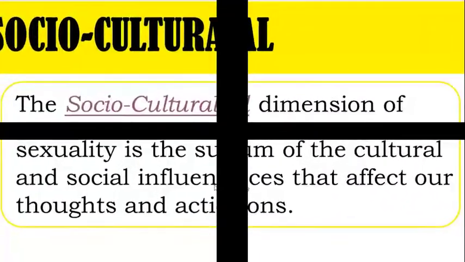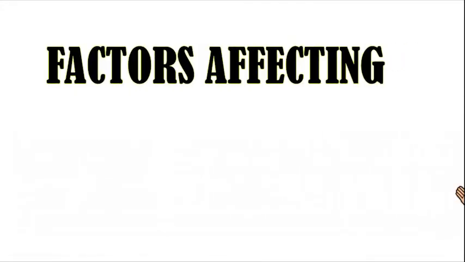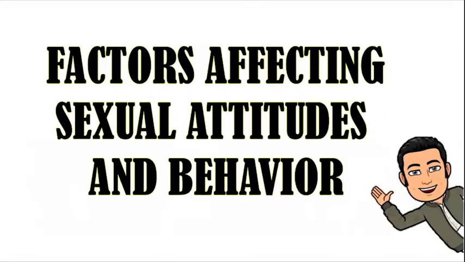How does the sociocultural dimension affect us? For example, religious influences, multicultural influences, socioeconomic influences such as income and education, and also political influences. Factors affecting sexual attitudes and behavior. So there are factors that really affect our attitudes and behaviors.